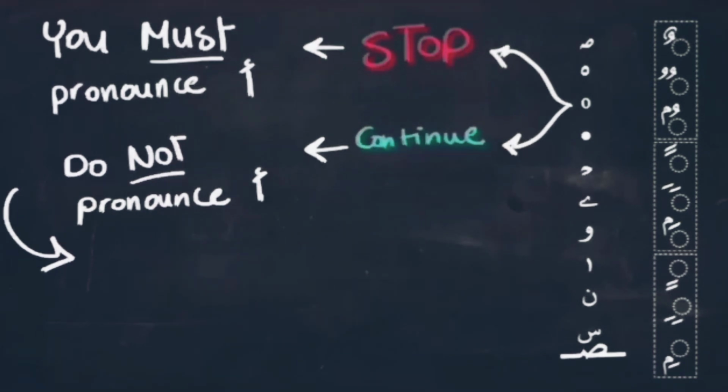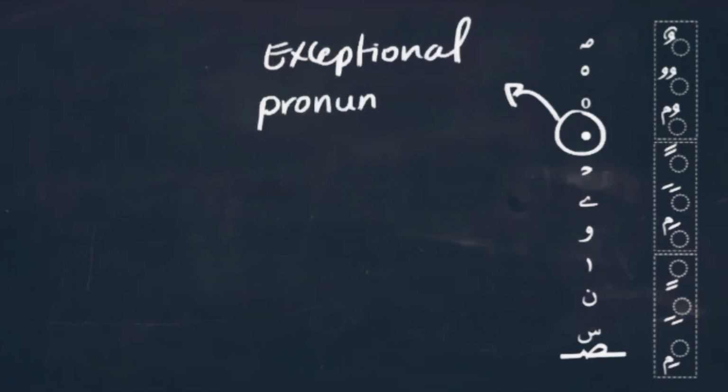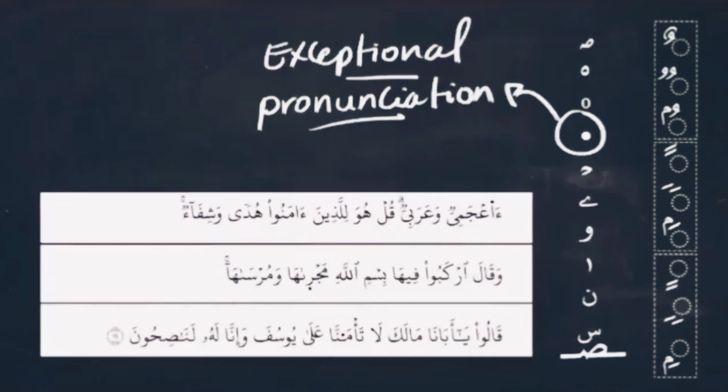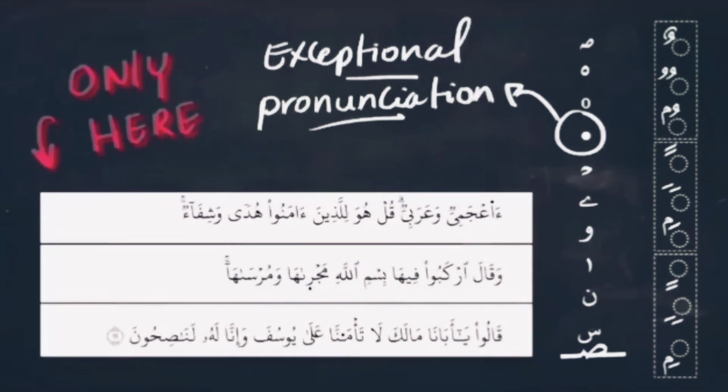So the alif is pronounced because I stopped at the end of the word. Next is a sign that looks like a full circle. And this sign refers to an exceptional pronunciation for whatever it comes above or under. In the first case, it comes above the alif to tell us that this alif is less heavily pronounced. So instead of saying a'jami, you're going to make it less heavily pronounced and you would say أعجمي وعربي.